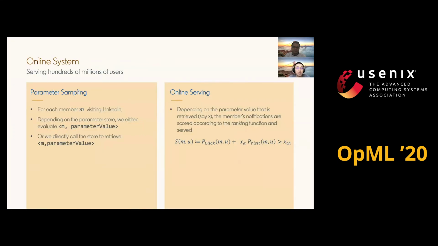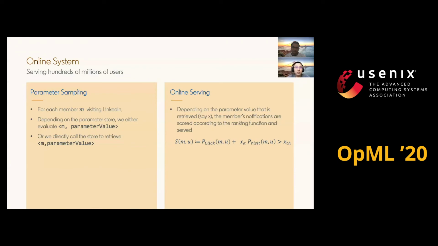The parameter store can contain either the parameter values and probabilities, or the member ID and the probability and the parameter values. The online system consists of two components, the parameter sampling module and the online serving module. The parameter sampling module fetches the results from the parameter serving store. When a member visits LinkedIn, this module either directly fetches his or her parameter value or computes the corresponding value from the parameter distribution as I introduced before.